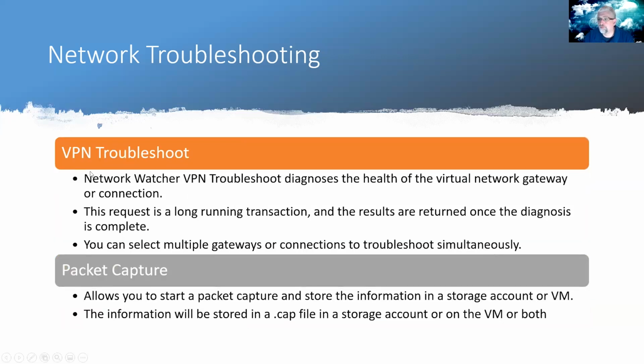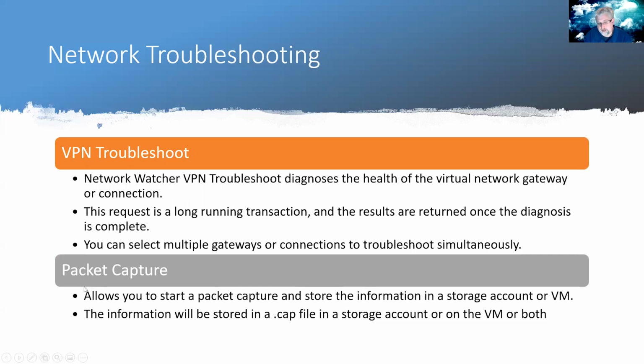VPN troubleshoot. And by the way, all these tools are inside Network Watcher. That's what Network Watcher is doing. VPN troubleshoot. This is a way for you to troubleshoot your VPN. I know, it's amazing how simple they make some of these. This will just help you diagnose and see if there's issues with your gateways or your connection path. It takes a little bit to run it, so start it and go get a cup of coffee.